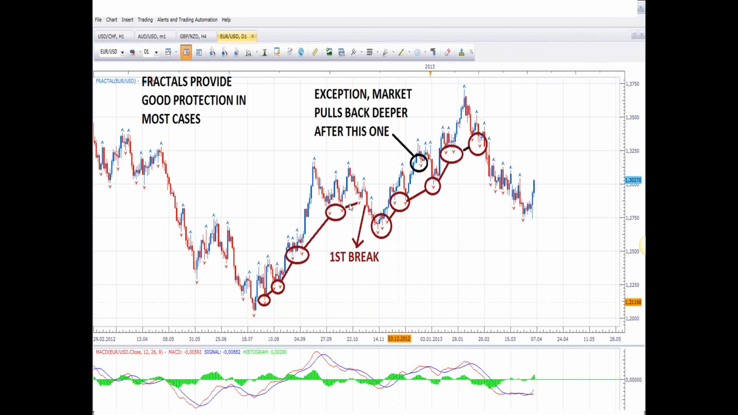Here are some fractal examples where you can see that they provide good support and resistance. In this case, support, because we're in an uptrend, and in most cases the fractal lows are nicely respected. Except here we get a bigger retrace of the market, and here as well. But otherwise, those support levels are nicely acting as good stop loss places potentially, until we move in here and the trend reverses.